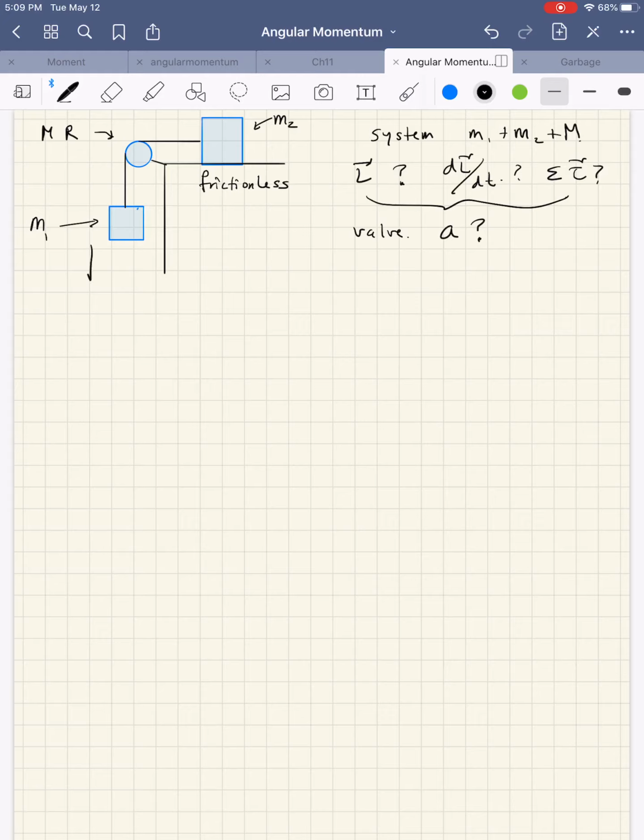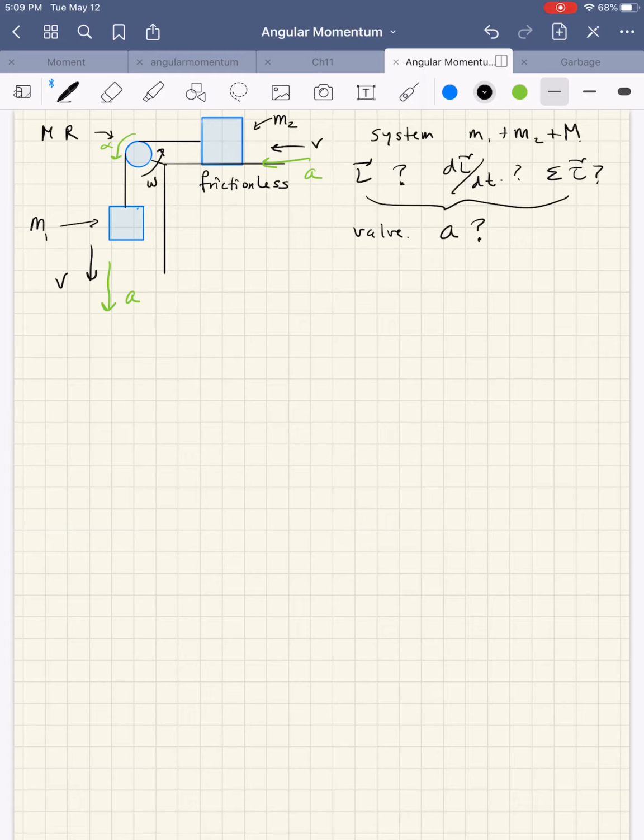So right now, M1 and M2 have the same V magnitude, but they also have the same acceleration downward. They also have the same A. So you'll see where I'm writing both of those vectors on here. And similarly, I have an omega and an alpha for the rotating body.